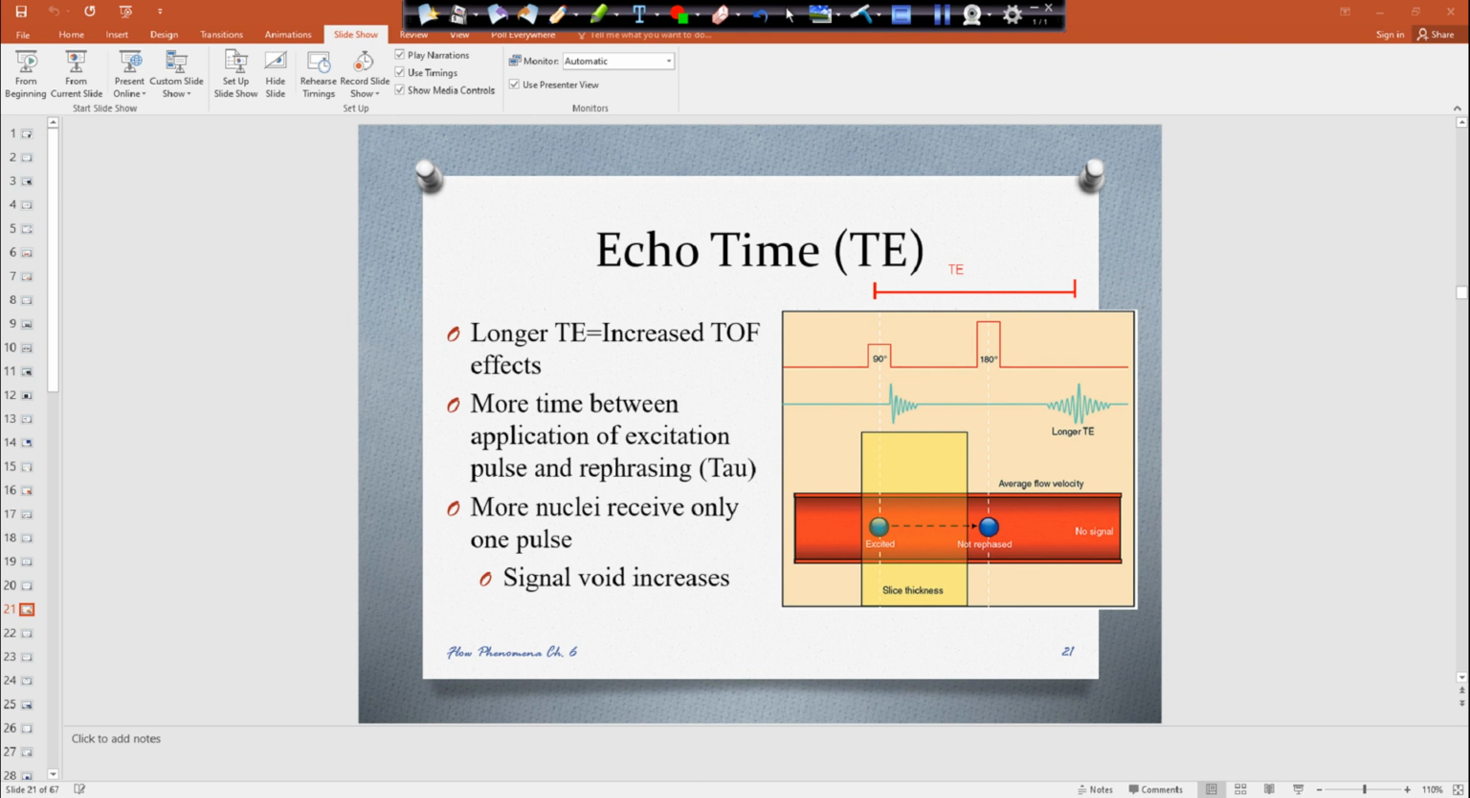So then we'll have more time between the application of our excitation pulse and our rephasing, our first tau. As we increase our TE, you can see how that will start to stretch out the time between 90 and 180. You guys see that? So our 90 and 180 pulses are going to be further apart, have more milliseconds between those two. So more nuclei will receive only that excitation pulse. This creates a signal void.